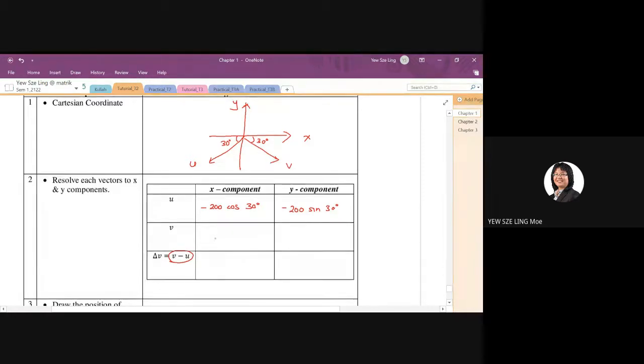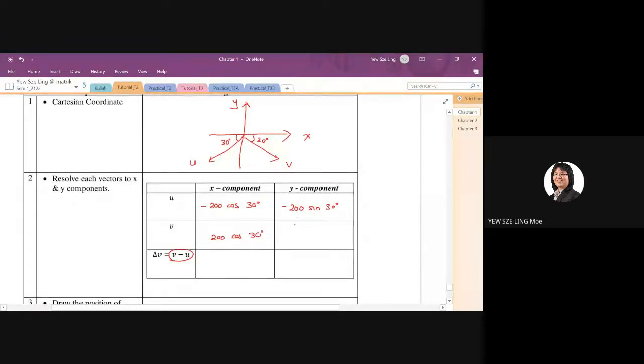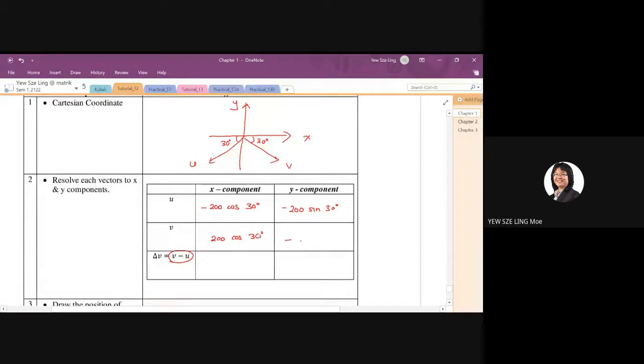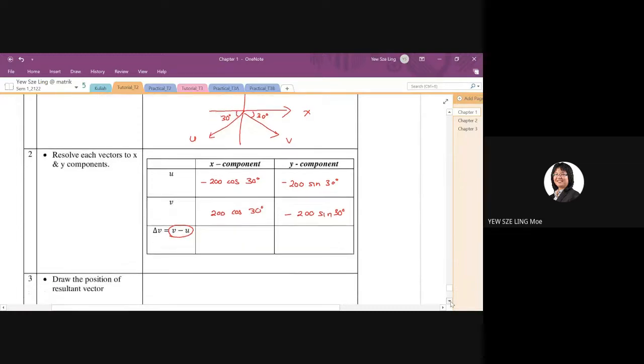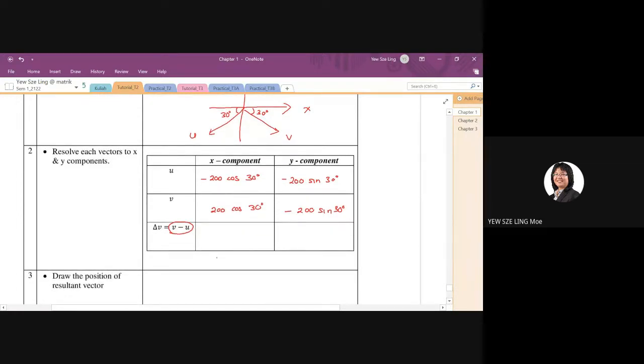So we have 200 cos 30 degree. Whereas for the Y component, because it's in the fourth quadrant, again, it is a negative Y component. So negative 200 sine 30 degree. All right, now how are we going to calculate the change then? Change means you're going to do final minus initial.